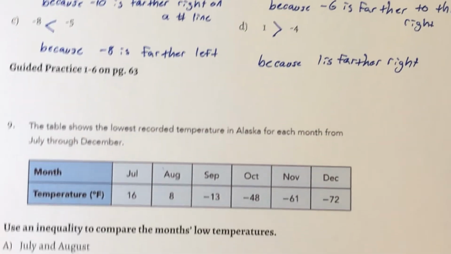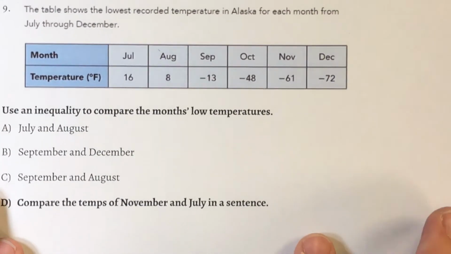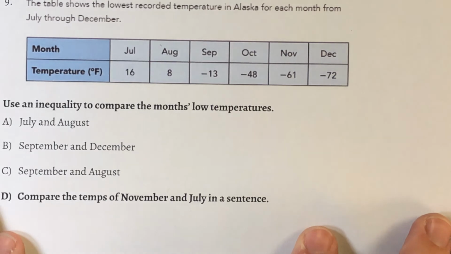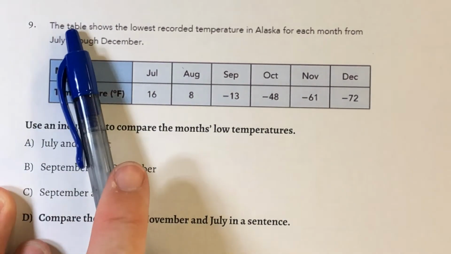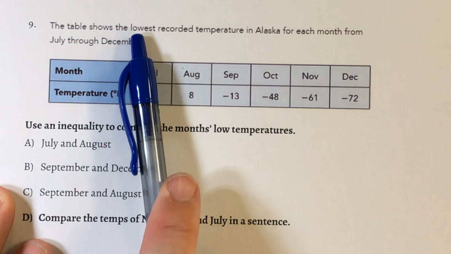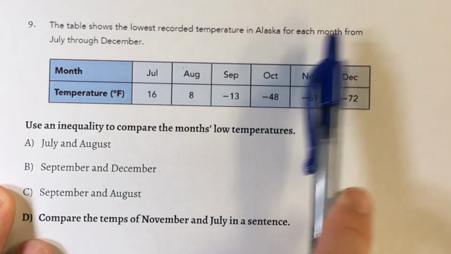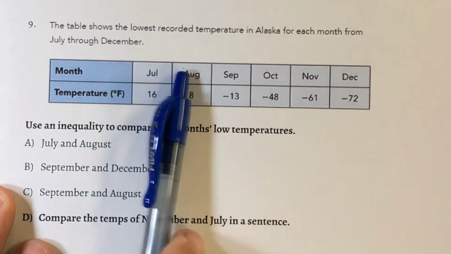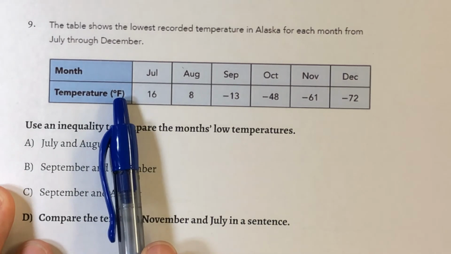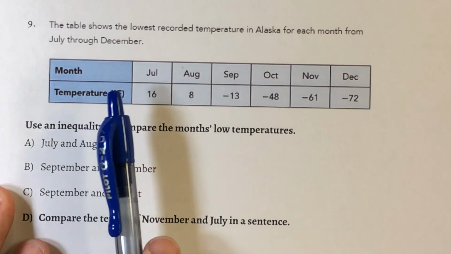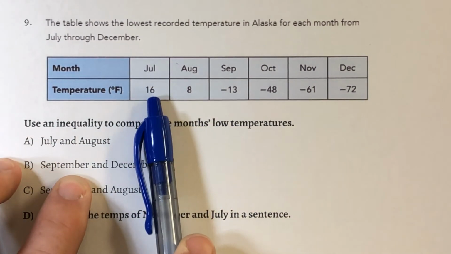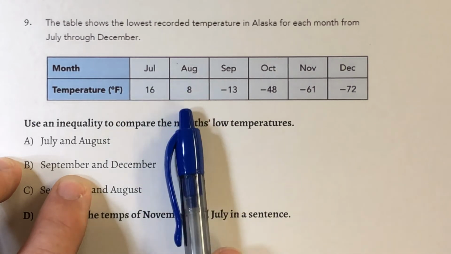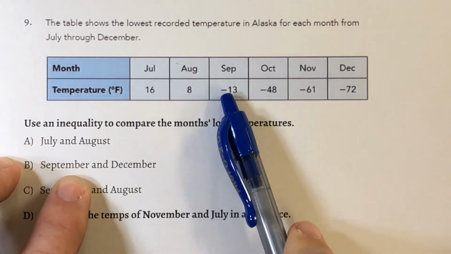All right, we've got just a few more examples. So we're going to continue with inequalities. But now we're going to compare different numbers in different contexts, such as temperatures. So we have a table, and it shows the lowest recorded temperatures in Alaska for each month from July through December. And we are dealing with degrees Fahrenheit. That's important because you always have to have labels on your numbers, otherwise no one knows what you're talking about.